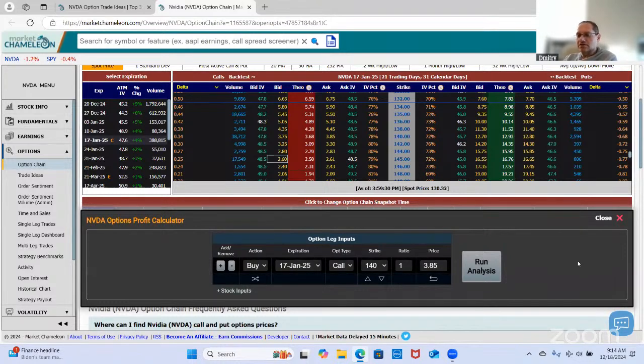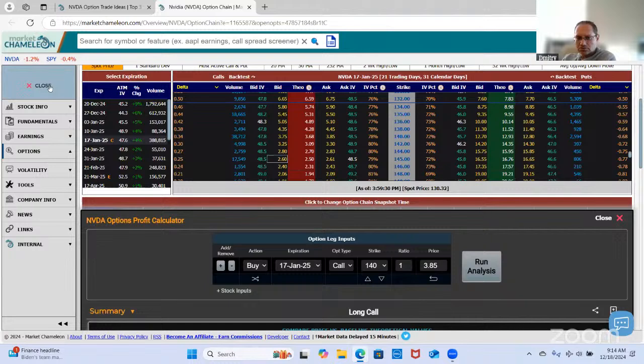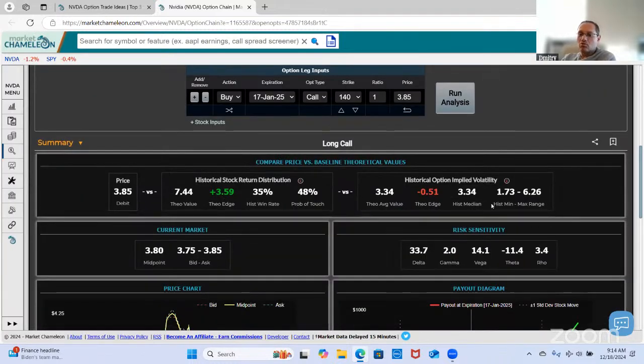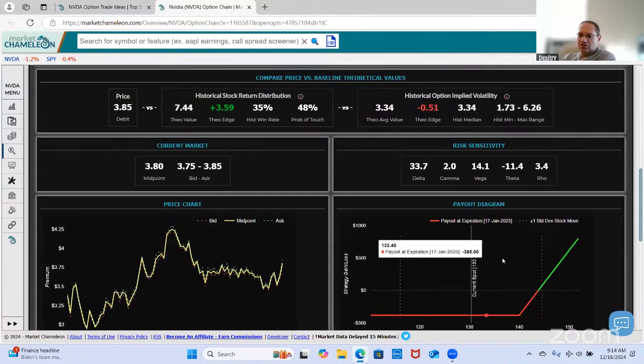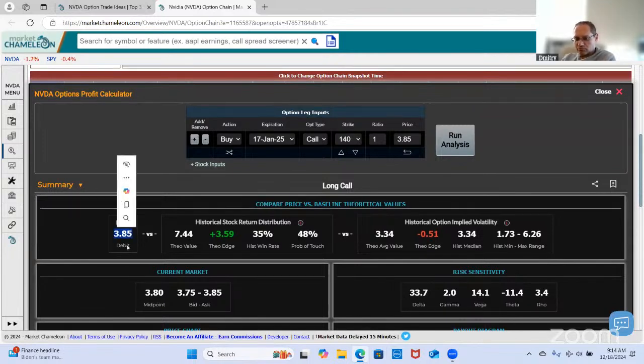And we're going to run the analysis and see what else we could find. So run analysis. Let me close this menu to expand our screen. And when we do that, we get more details and information regarding this call option. So here we're going to analyze that price, $3.85. And now we have two models to give us even more information about the price of this option.